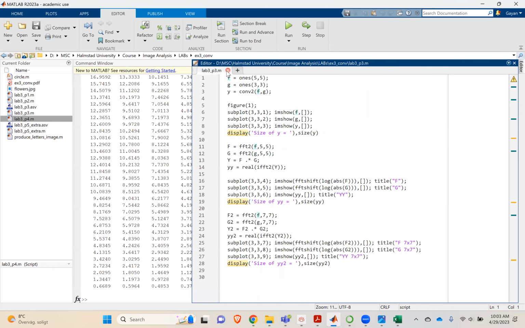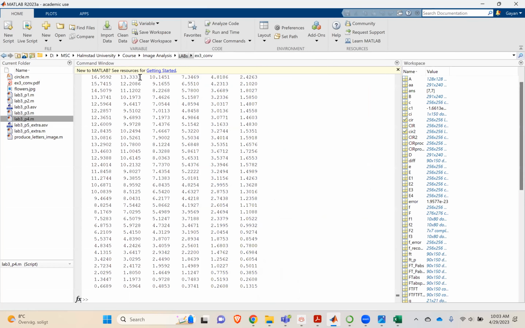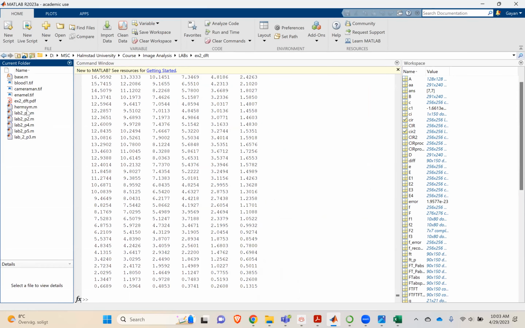The whole purpose of the first lab is to identify the positions, because that was the main important thing.